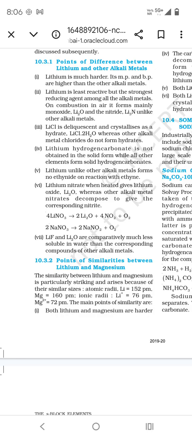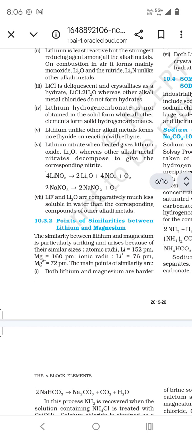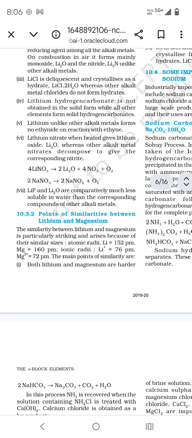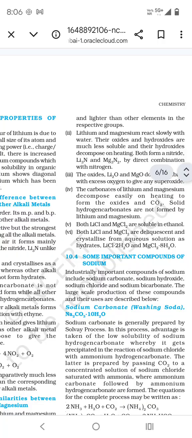Points of similarity between lithium and magnesium. The similarity between lithium and magnesium is particularly striking and arises because of their small size. Both lithium and magnesium are harder and lighter than other elements in their respective groups.